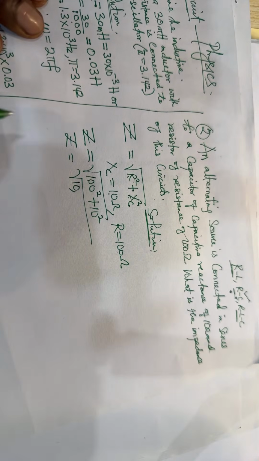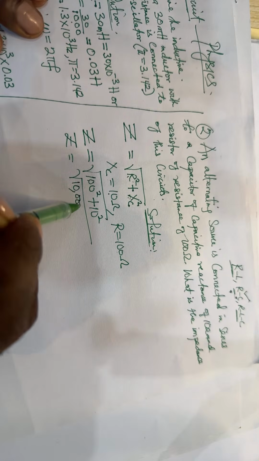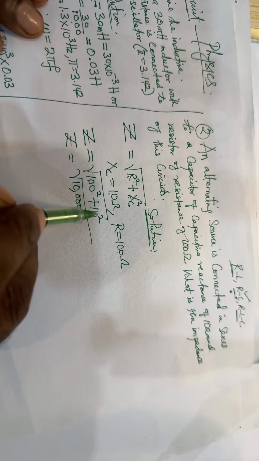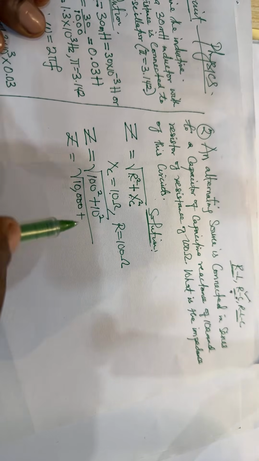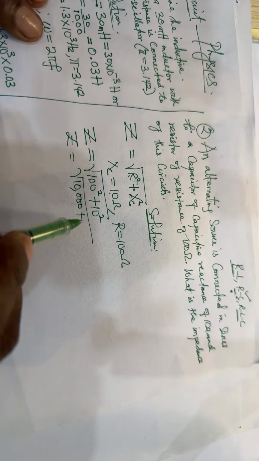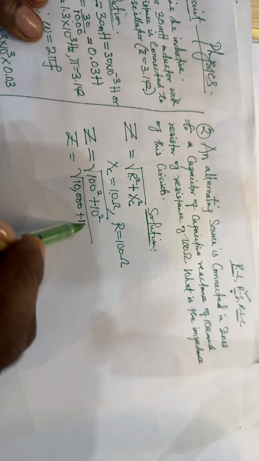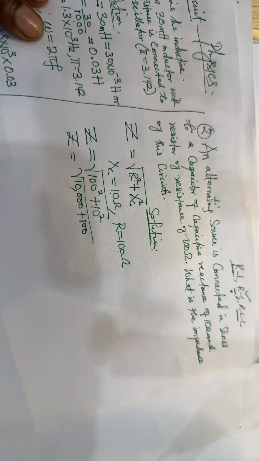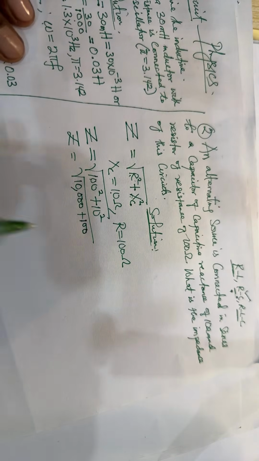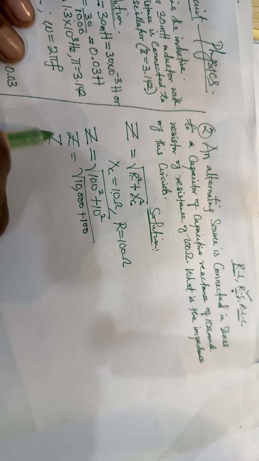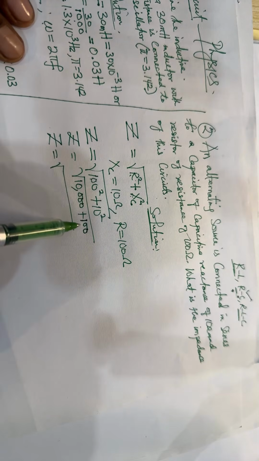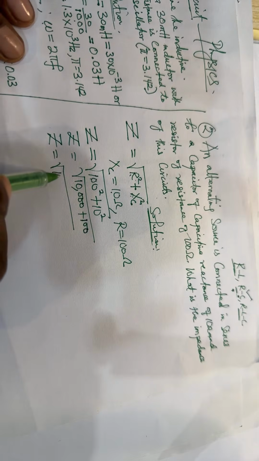Use the calculator. You have to use your brain. 100 squared is 10,000, plus 10 squared, which is 100. Some people said 10 squared is 20. So Z will be equal to the square root of 10,000 plus 100, which will give you 10,100.